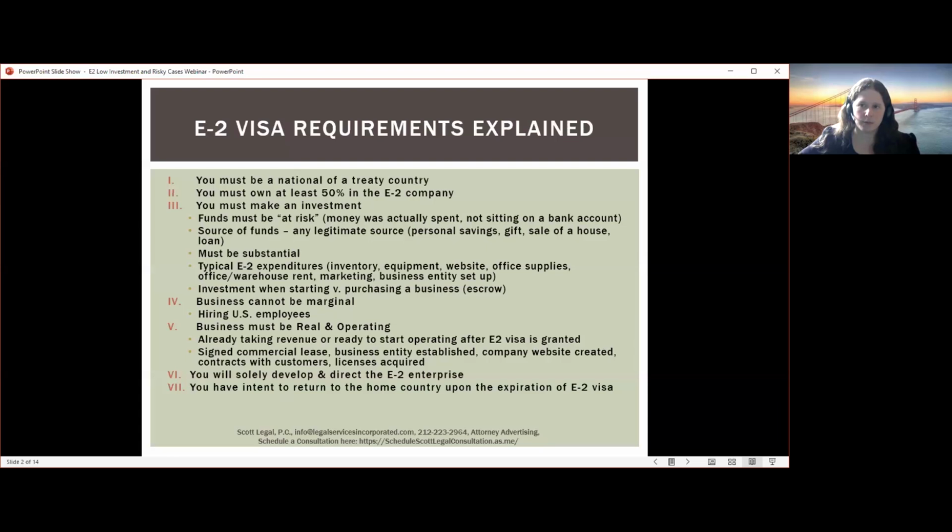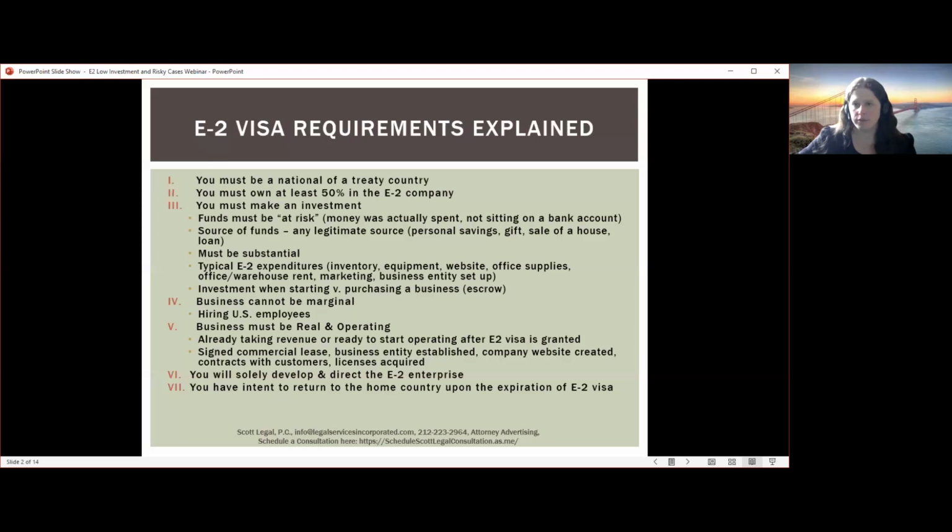Another requirement is that you have to make an investment. So this is an investor visa. You have to invest funds and put them at risk in the commercial sense. The funds have to be both at risk and irrevocably committed. That's the language in the regulations. This means that you are not permitted to take a bunch of cash and just put it in a business bank account and say, well, I will have business expenses and I'll spend it on that.